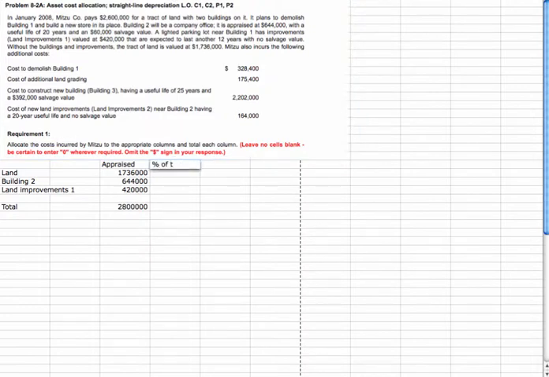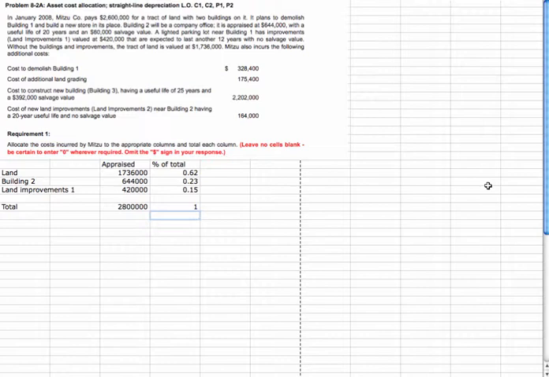Percent of total. So if I take the $1,736,000 divided by the total over here, we're going to get 62%. I can do the same thing with building 2, the $644,000 divided by the total to give me 23%, and then I can take the $420,000 divided by the total, and I get 15%. So if I was to add all 3 percentages, I should come up with 100% or 1.